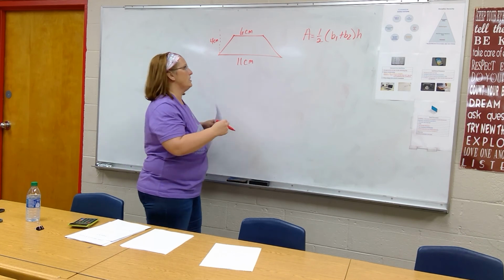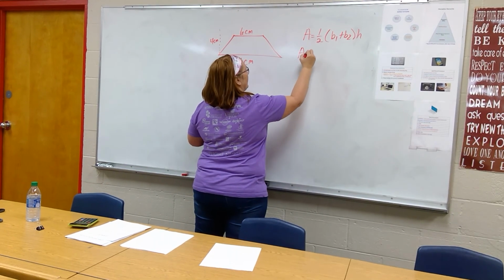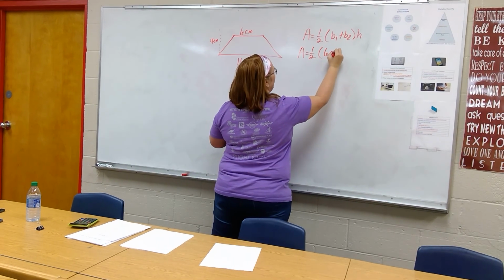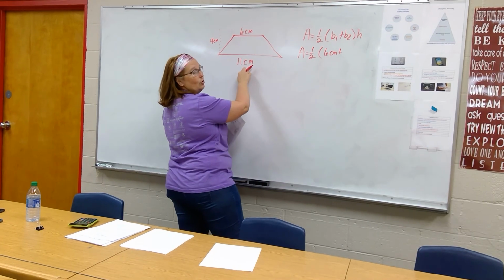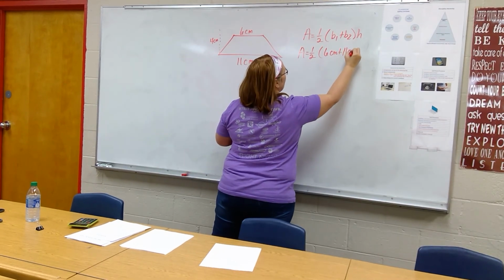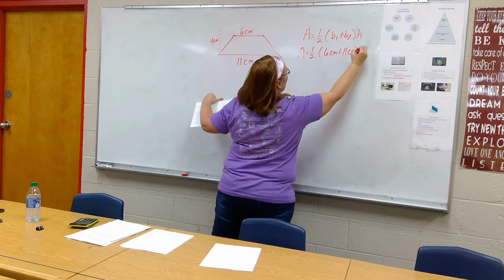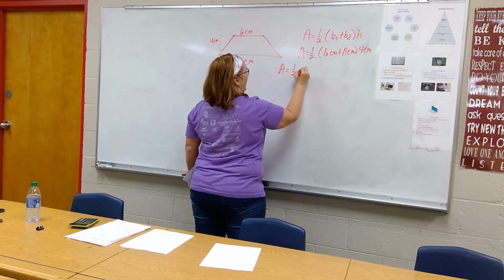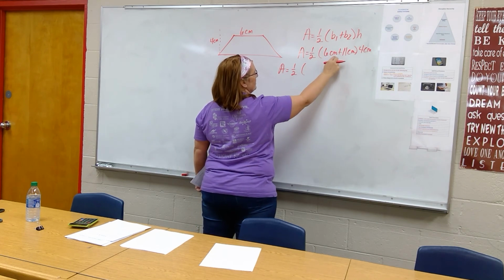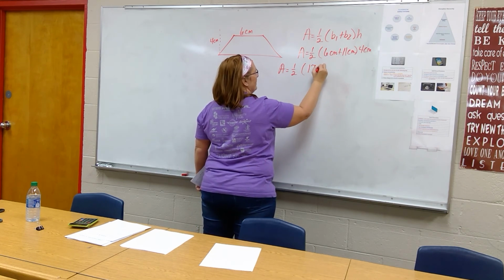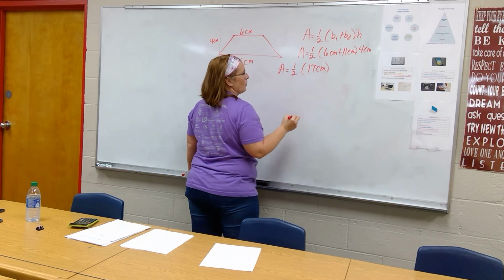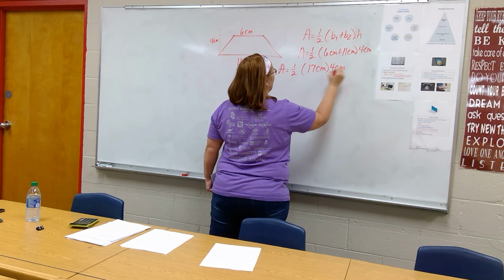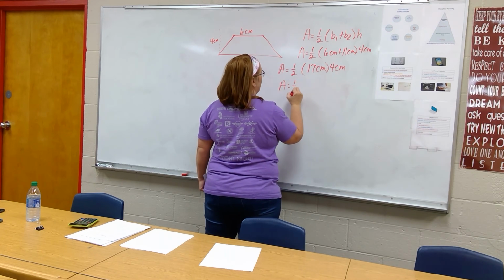So start with your parentheses first. Area equals 1/2. We can start plugging things in. Base 1 is 6 centimeters plus base 2 is 11 centimeters times height was 4 centimeters. Area equals 1/2. Work inside your parentheses first. 6 centimeters plus 11 centimeters is 17 centimeters. We're not squaring that because we're adding them. Times 4 centimeters.